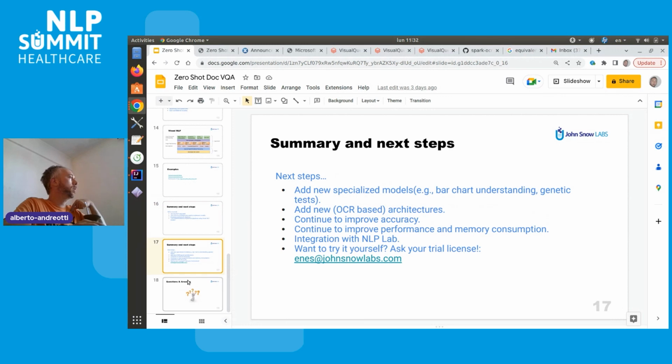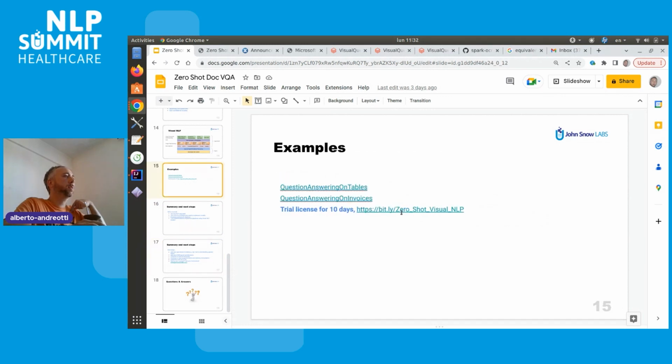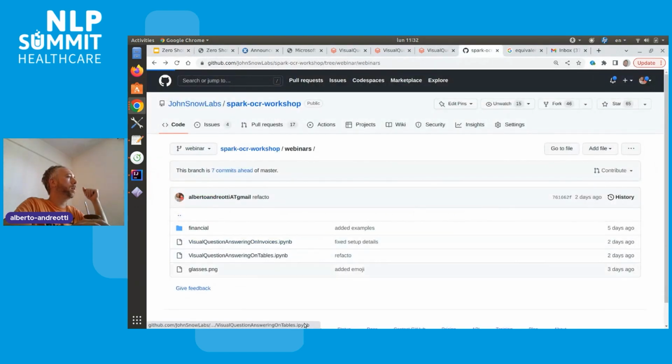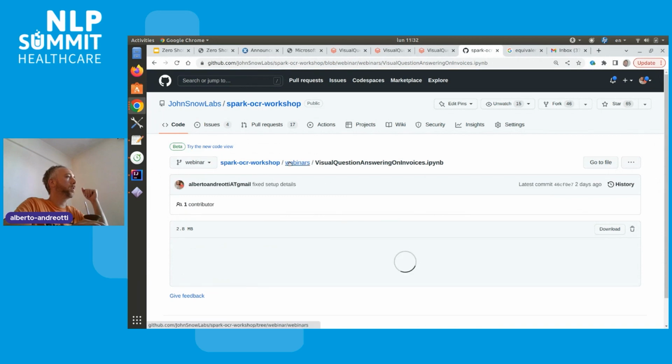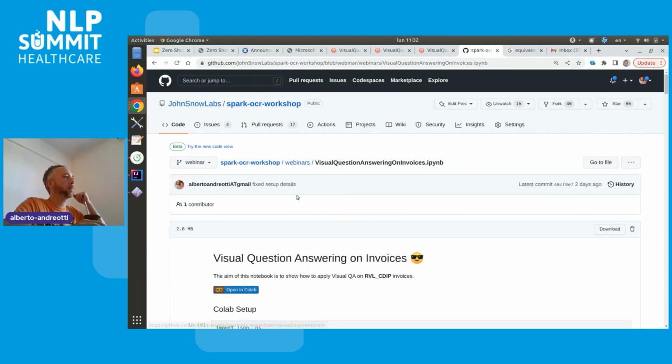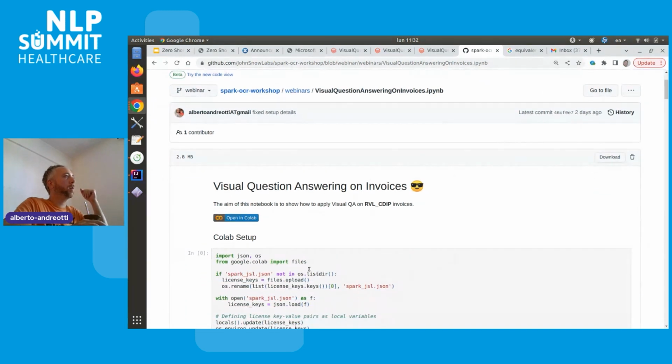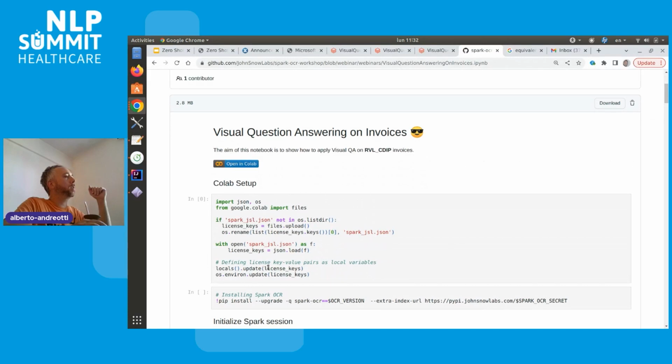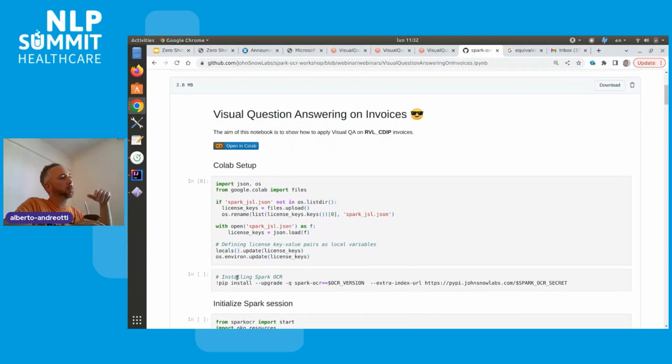Here there's the link for the license that you can just click here. I think you can directly run this on Colab. You can come here to the same repo in which the slides are located. You can just come here, open the notebook, click on the button, open in Colab, and you are redirected there. You can follow the steps here, and you're going to be asked to upload the license file, and you can just run everything the same way I just did. Okay.